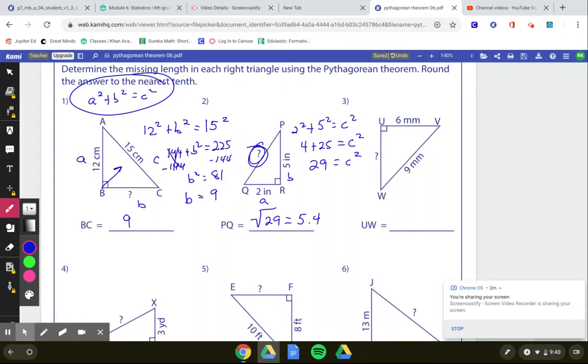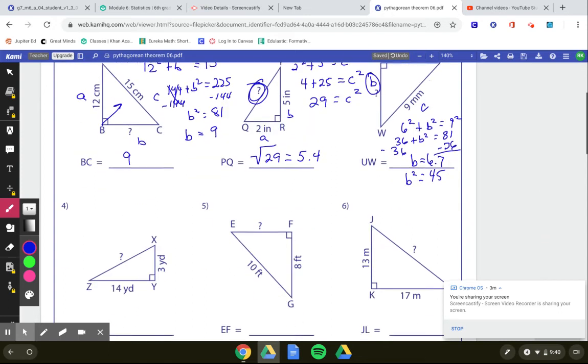For number 3, we have something similar to the first one. We have our A, we don't know the B, and we have C. So we can write our equation out as 6 squared plus B squared equals 9 squared. So we have 36 plus B squared equals 81. We subtract 36 from both sides. When we do that, we have B squared equals 45. Again, I wouldn't expect you to know the square root of 45. With a calculator, we can find that B is going to equal 6.7, rounded to the nearest tenth.